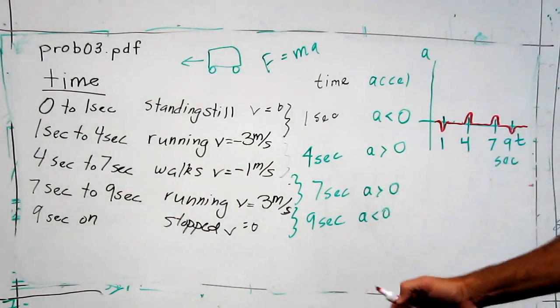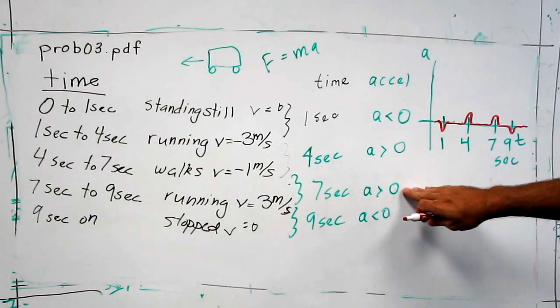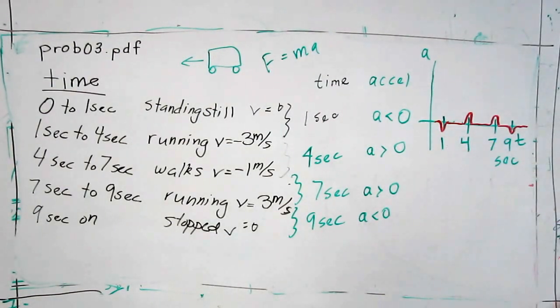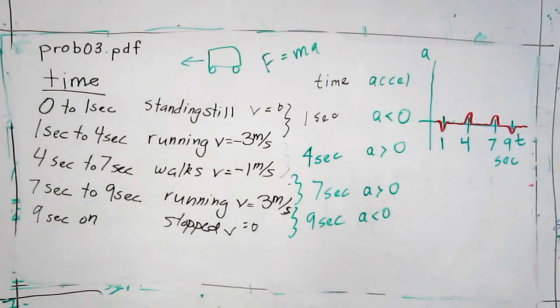Then you want it to really go fast this way, so you're going to push this way, which again would be positive. And then finally, if it's moving this way, to stop it, you have to push like this. That's going to give it negative acceleration. Okay, so this is acceleration versus time.